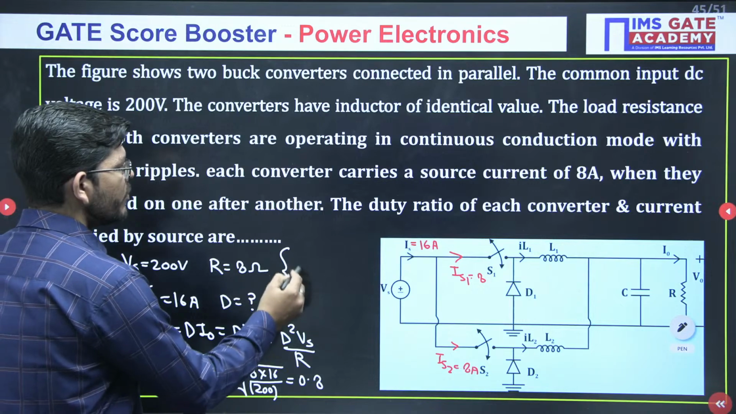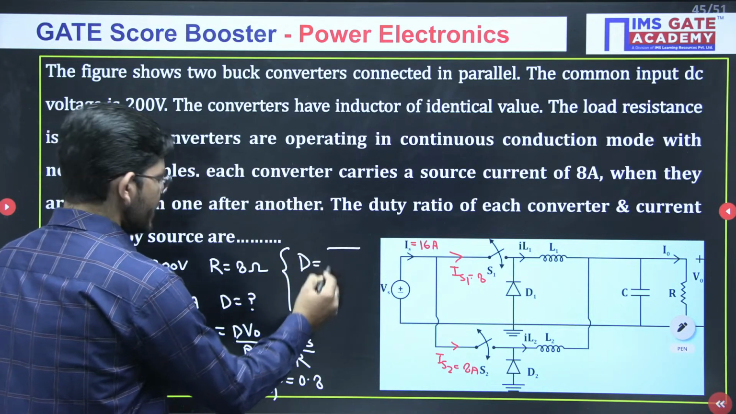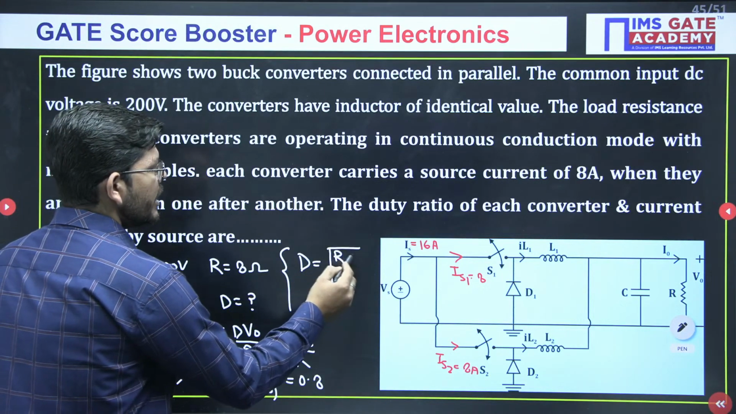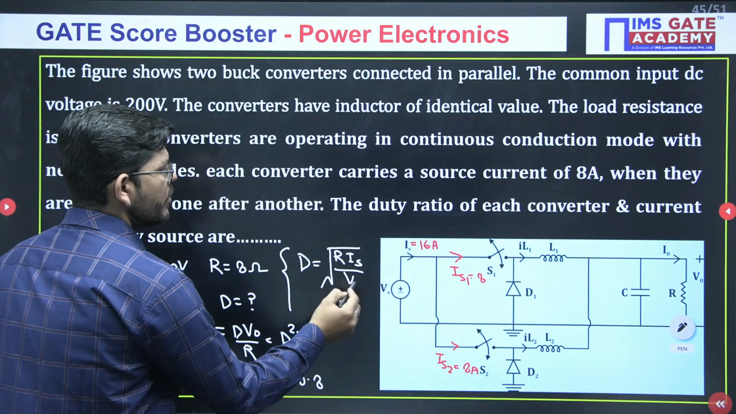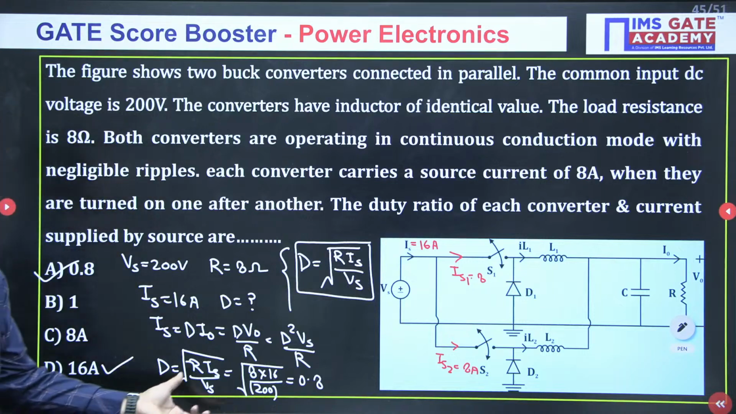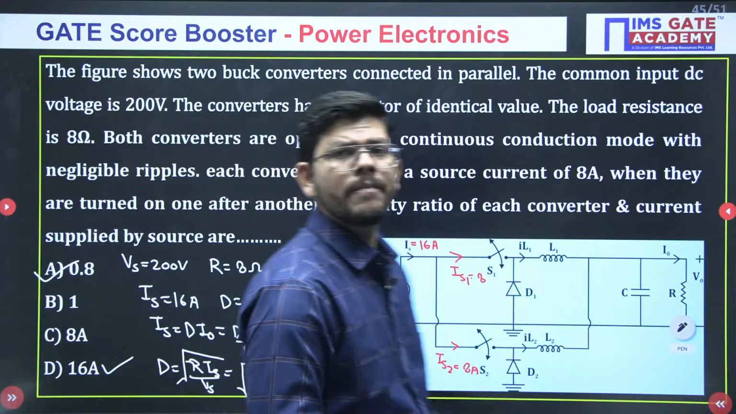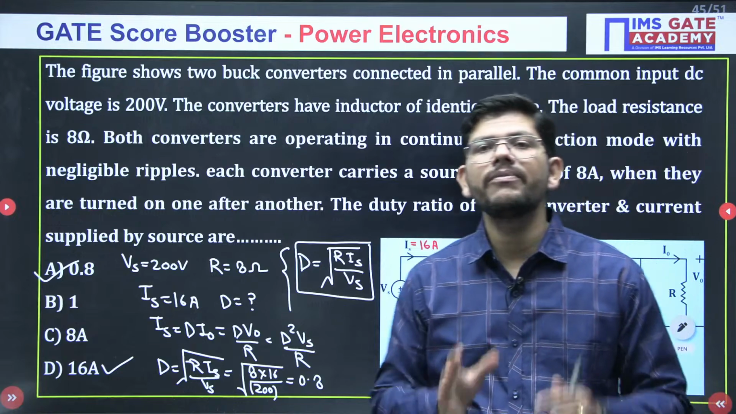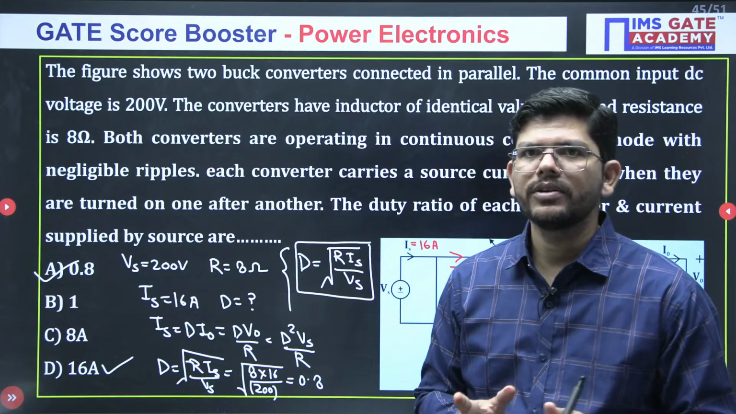Okay, so what expression have we obtained for D? The expression for D is R into Is upon Vs. Just see, through this expression we have calculated the value of D. Okay, so the last 3 questions are very important for any GATE aspirant.